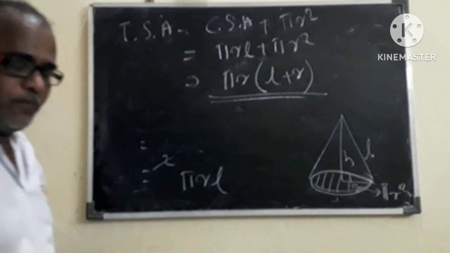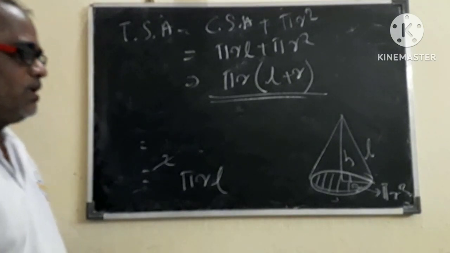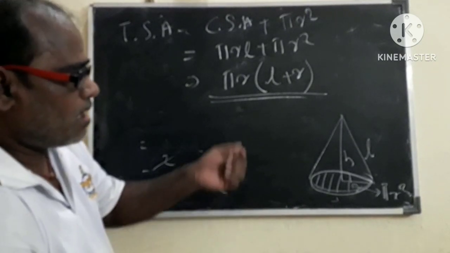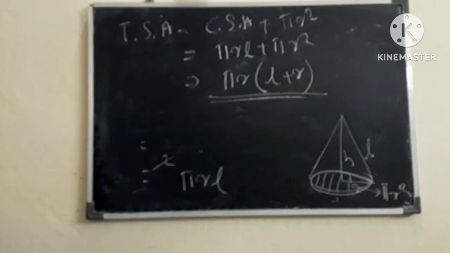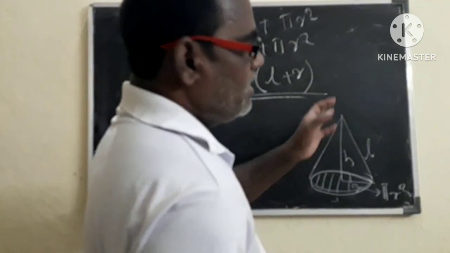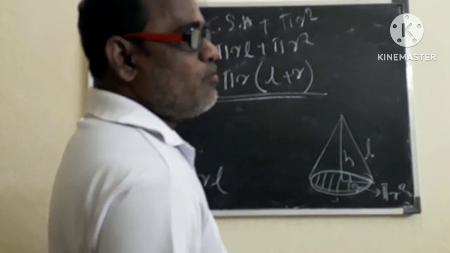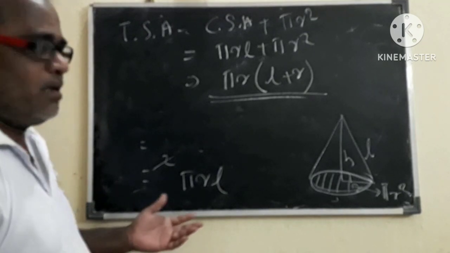Now we'll try to find out what the volume of a cone is. We have already learned the volume of a cylinder having height h and radius r. The volume of a cylinder we already had: pi r square h.